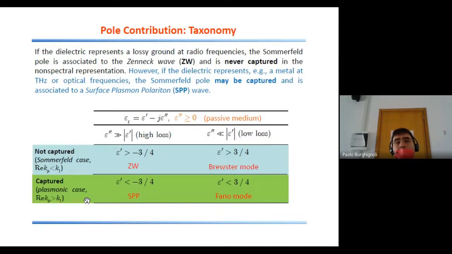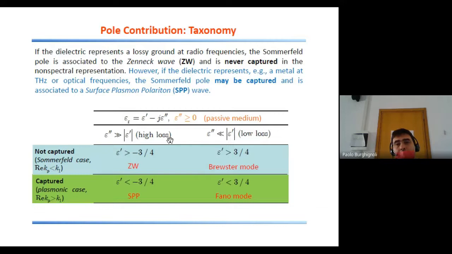For example, if you have a lossy medium with a real part of the permittivity larger than -3/4, you are in the case studied by Zenneck, and you have the so-called Zenneck wave, which corresponds to a pole which is not captured, and we call this the Sommerfeld case. Whereas, conversely, if the medium is very low loss, and if epsilon prime is larger than 3/4, also in this case, the pole is not captured, and we will call it a Brewster mode.